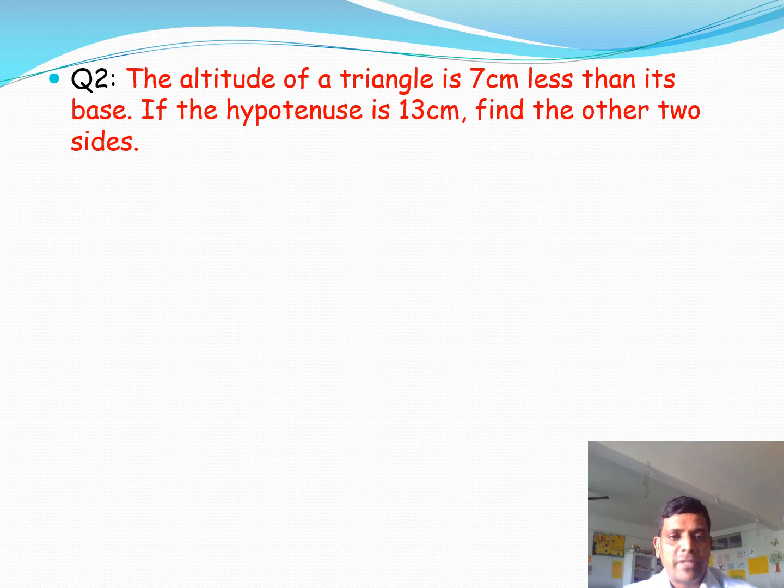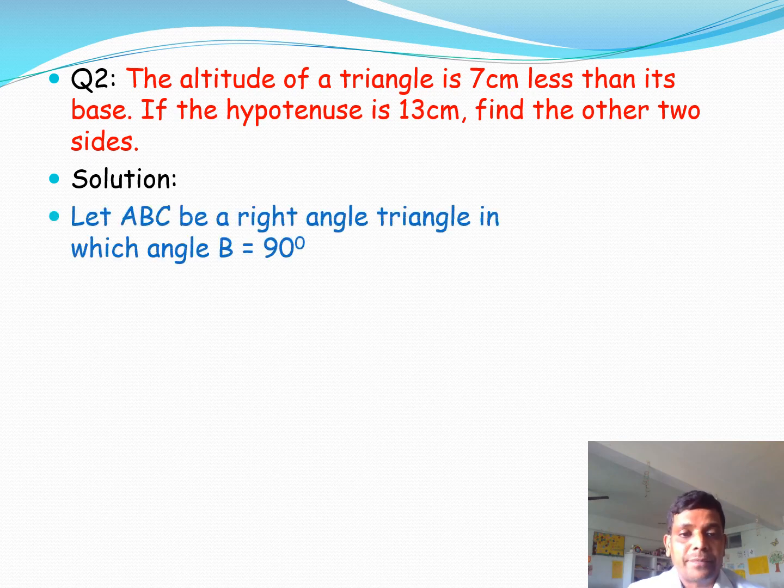Coming to the next question. The altitude of a triangle is 7 centimeters less than its base. If the hypotenuse is 13 centimeters, find the other two sides. So what is given in the question? The altitude of a triangle is 7 centimeters less than its base, and the hypotenuse is 13 centimeters.